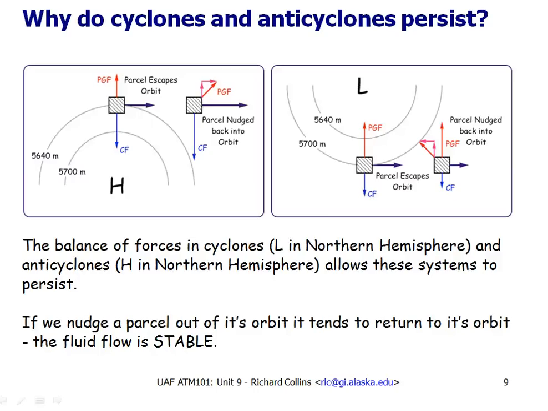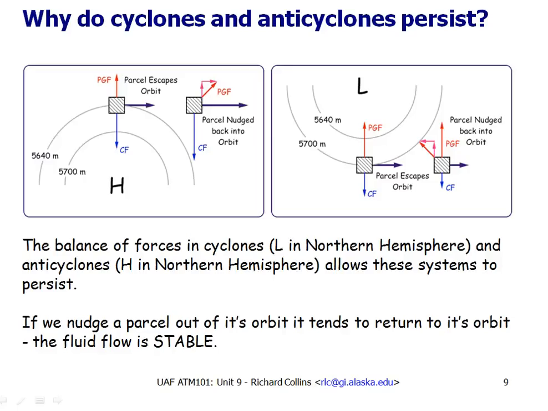The eastward component now accelerates the parcel. The parcel now has a larger Coriolis force, and so the parcel now is nudged to the right and it's nudged back into orbit. So this is an example of a stable situation where if I disrupt the flow, the balance of forces in the flow pushes the parcel back to the original motion. Similarly, in low pressure systems, I have the Coriolis force outward, a stronger pressure gradient force inward, holding the parcel in orbit. If I nudge the parcel out, my geometry changes, and I get that the parcel is nudged back into orbit by the balance of forces.